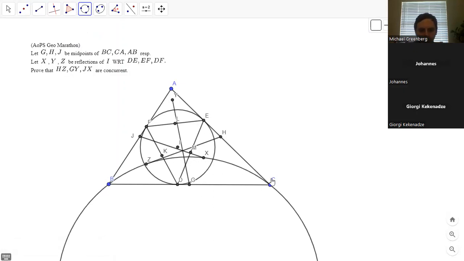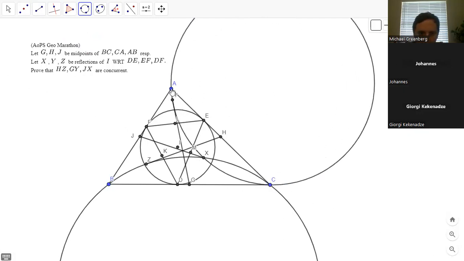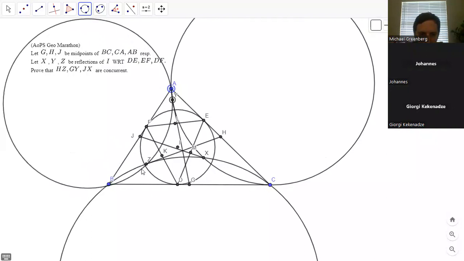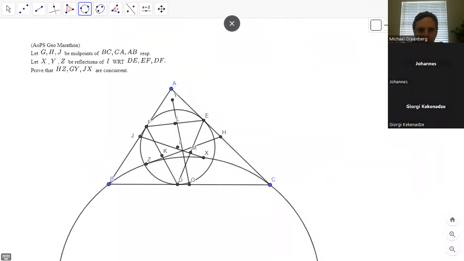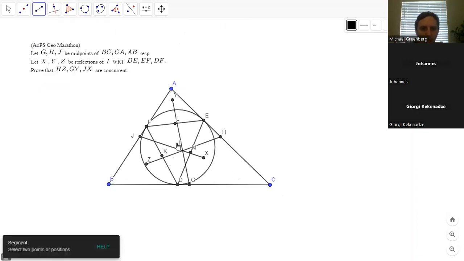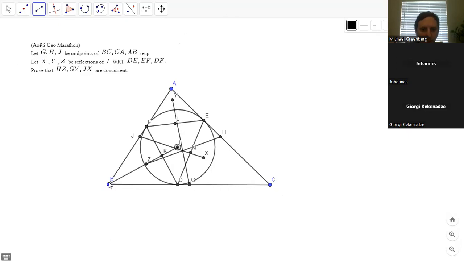Oh, is BZXC cyclic? It looks like these are. That might make it a lot easier. Maybe that's just true by power of a point. It's probably true by power of a point because, yeah, it is true by power of a point. So BZXC is cyclic, and similarly for the others.